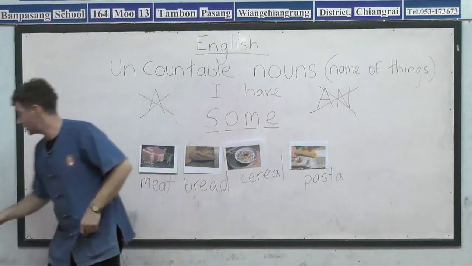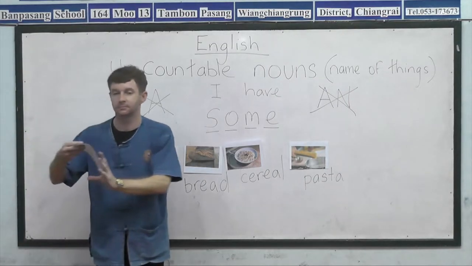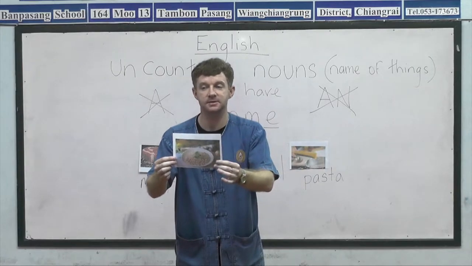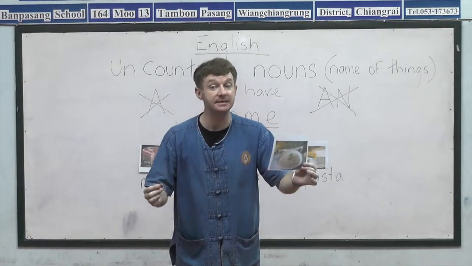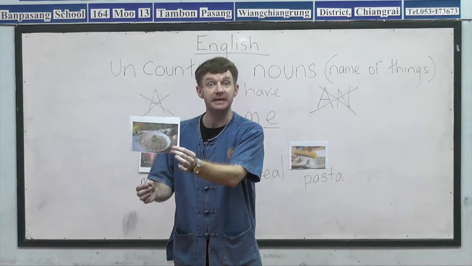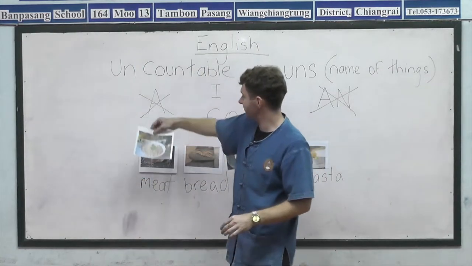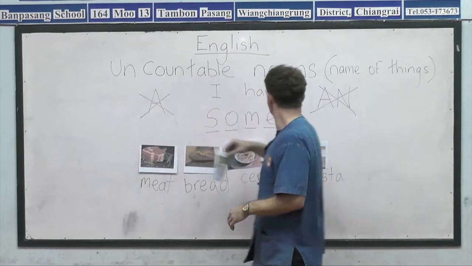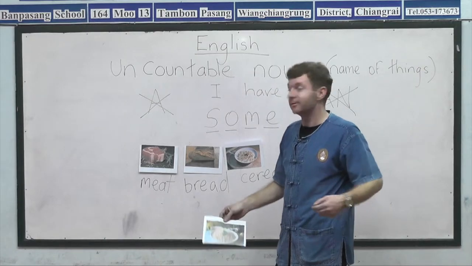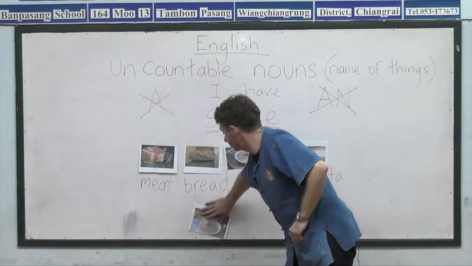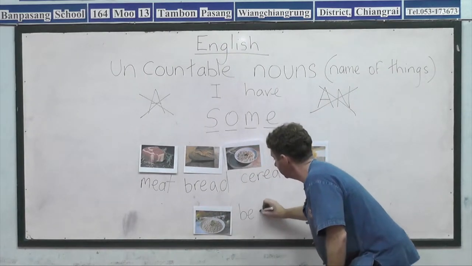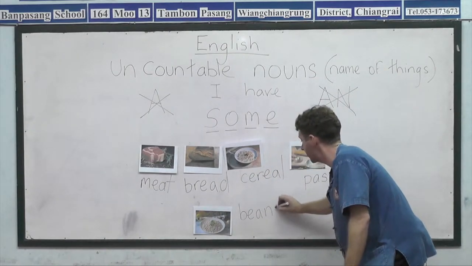One more picture now. Does anybody know what this is? Beans. These are a type of bean. What do we say? Do we say a beans? Do we say, an beans? No. What do we say? I have some beans. And how do we spell beans? B-E-A-N-S.